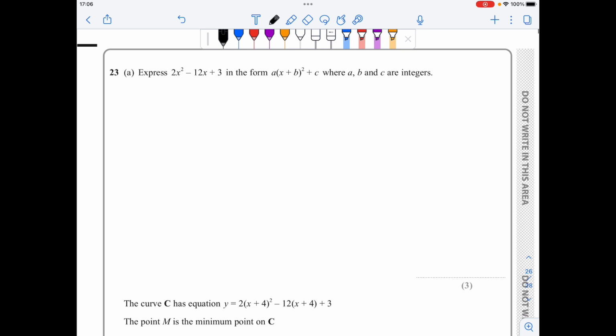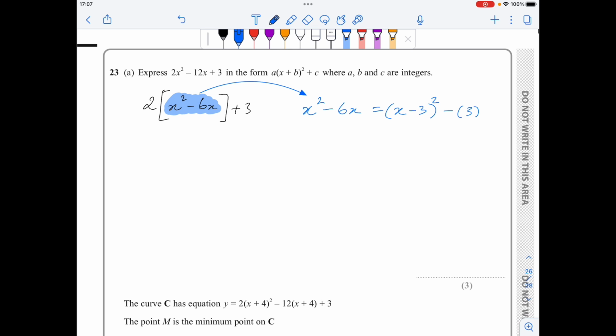For part A of question 23, I need to complete the square. I'll start by taking a common factor of 2 from the x squared and x terms. So 2 times the bracket x squared minus 6x, then close the square bracket, plus 3. Let's concentrate on what is inside the square bracket. So if I complete the square for this part now, I'll get x minus half of 6, which is 3, squared, minus 3 squared. And if I simplify, I'll get x minus 3 squared minus 9.